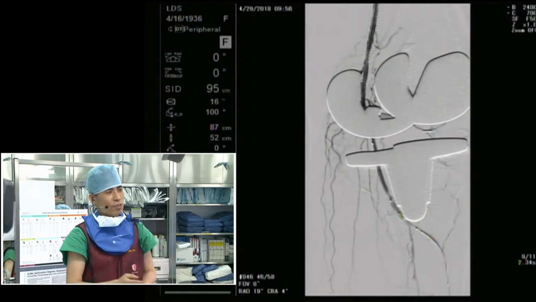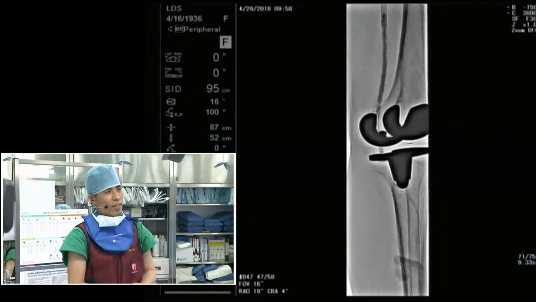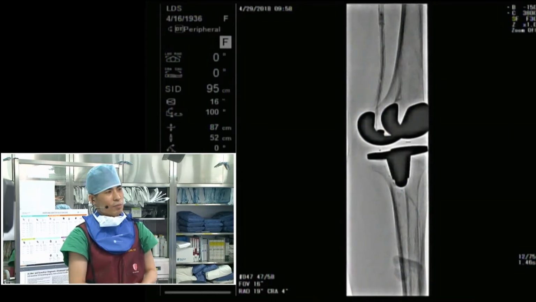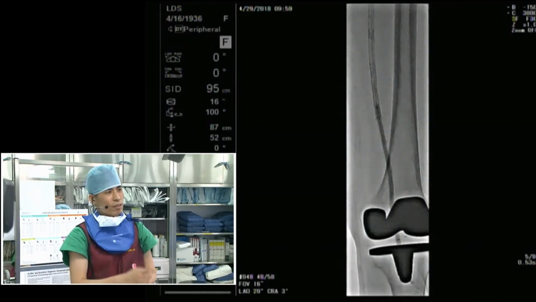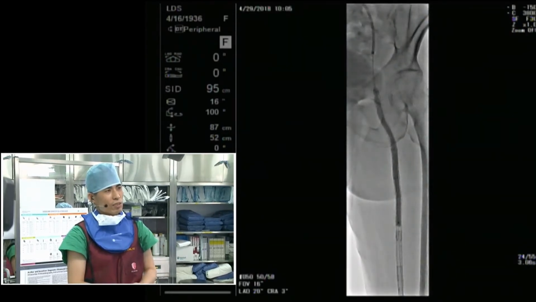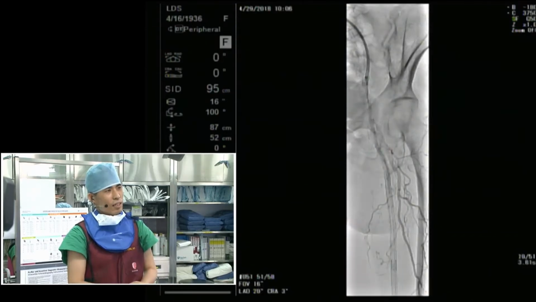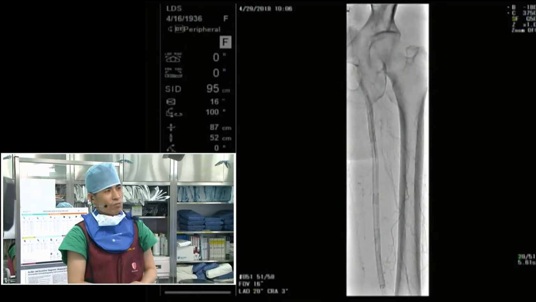The flow is good. So I did DCB angioplasty from the distal to the proximal septate, using 3 Lutonix DCB balloons from the P2 level with a native portion. Three consecutive DCBs, 5, 6 millimeters. Then this is the following angiogram. There's a slow flow.